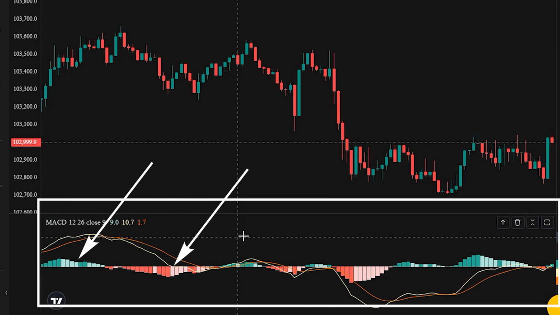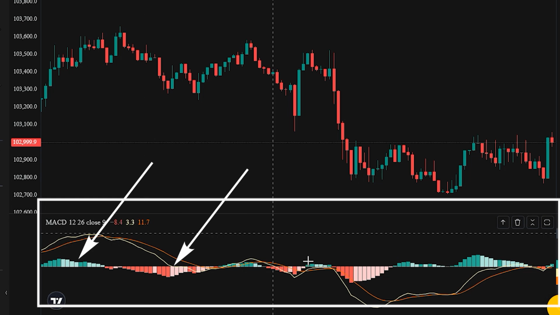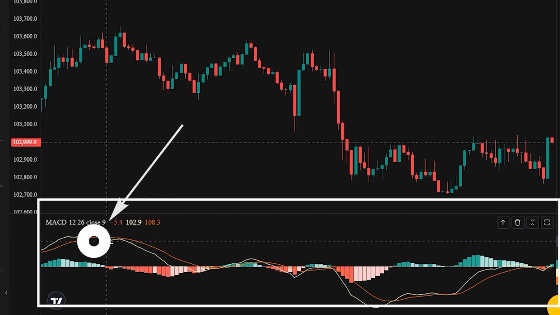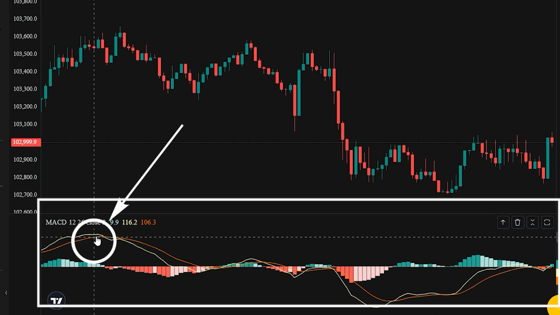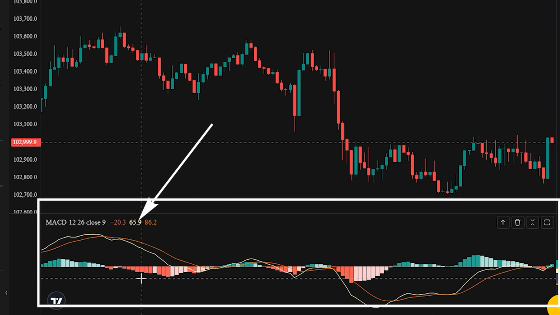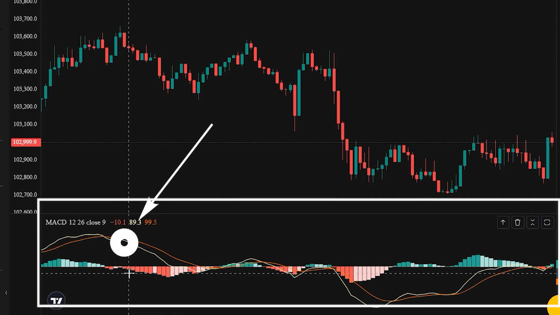Also, in the indicator there is a histogram with green and red bars. They literally duplicate the same information that we see on the moving averages. For example, when the fast moving average crosses the slow moving average from top to bottom, the bars turn red. They indicate that the signal is about to go down. The signal will be red.